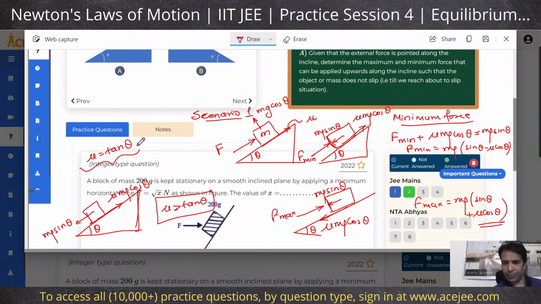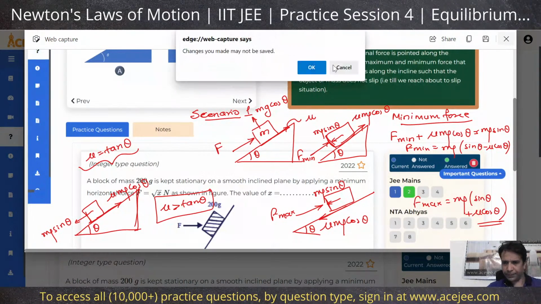So assuming that mu is greater than tan theta, how much force is needed to push it downwards? Well, it's simple math now. You can draw the free body diagram. Make sure you do not make any silly errors when drawing the free body diagram. After that, you should be all set. You just simply have to write the limiting condition. You just have to balance the forces along the incline. Okay. Let's go ahead and practice a few questions.